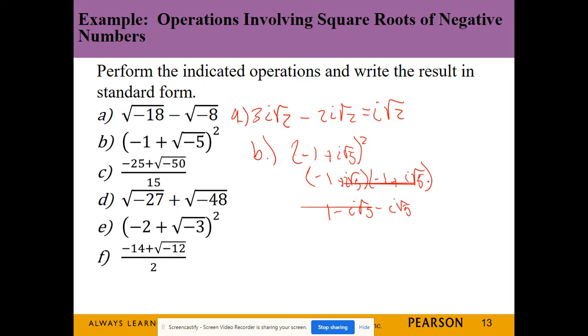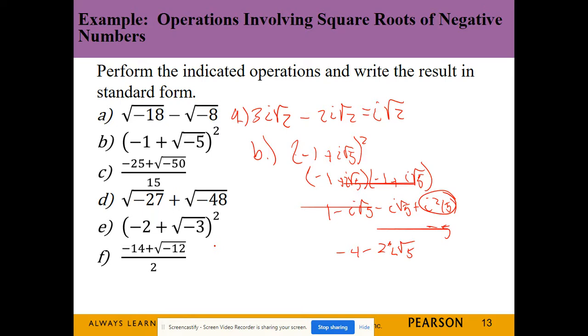And then i root 5 times i root 5 is going to be i squared, root 5 times root 5 is 5. i squared is -1. -1 times 5 is -5. So that part will turn into -5. That will combine with the 1 and get -4. Negative i root 5 minus i root 5 is going to be -2i root 5. Okay.